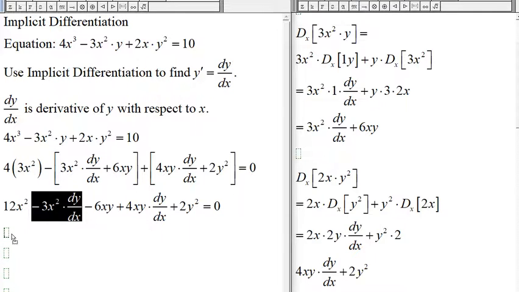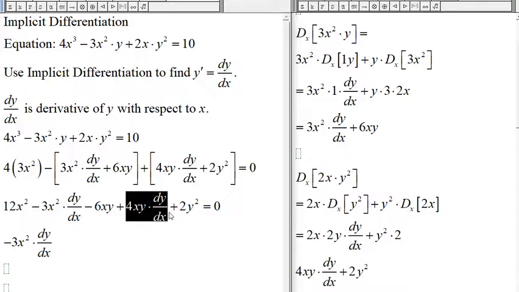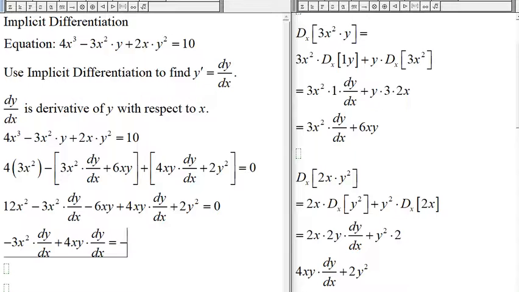This term has a dy dx, so we keep it on the left side. And then here we subtract 12x squared from both sides, then we get minus 12x squared. And then here we have minus 6xy, so we add 6xy to both sides, and we get plus 6xy. And here we have plus 2y squared, so we subtract 2y squared from both sides, and we get negative 2y squared.